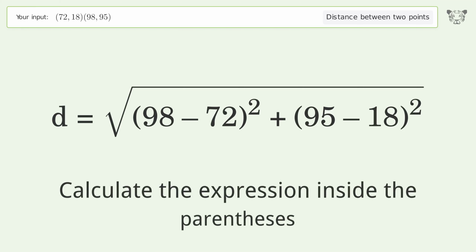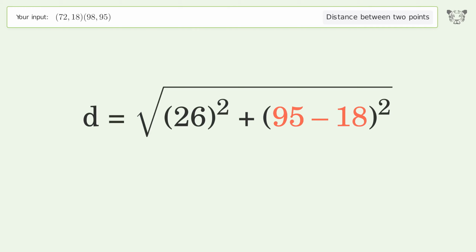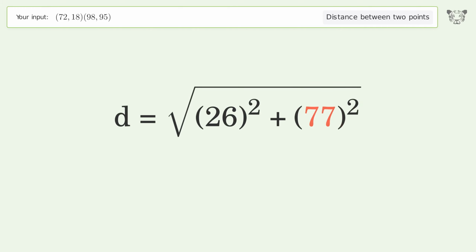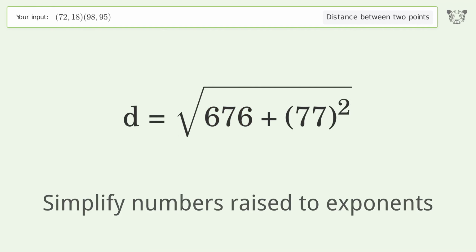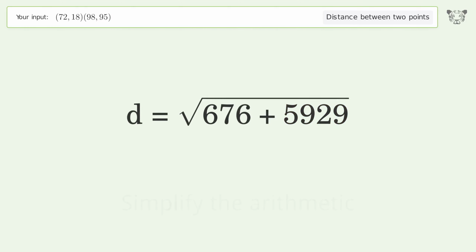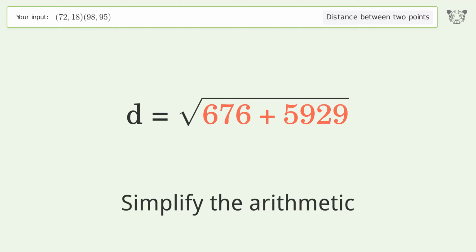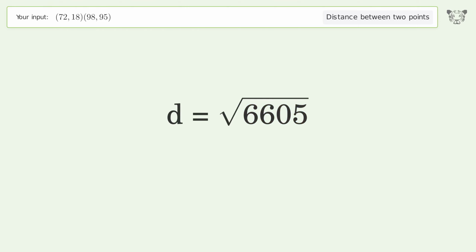Calculate the expression inside the parentheses. Simplify numbers raised to exponents. Simplify the arithmetic. And so the distance between the 2 points is the square root of 6,605, or 81.271.